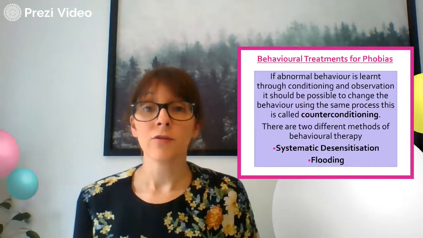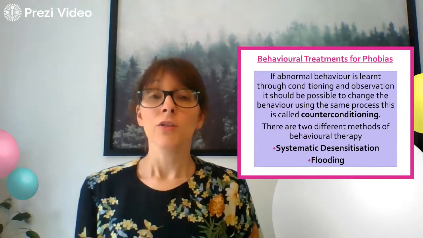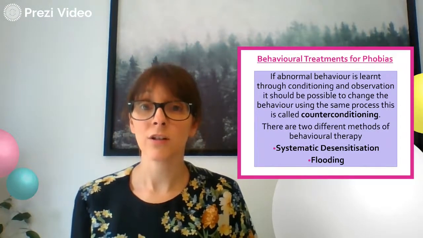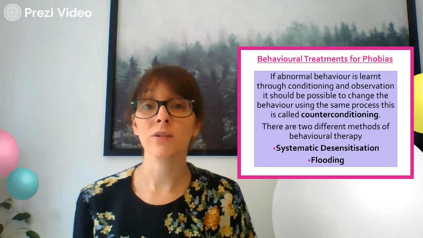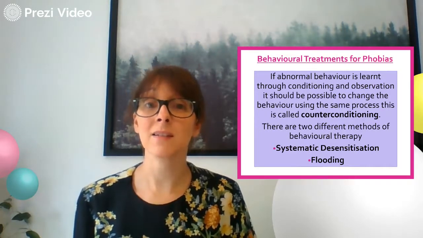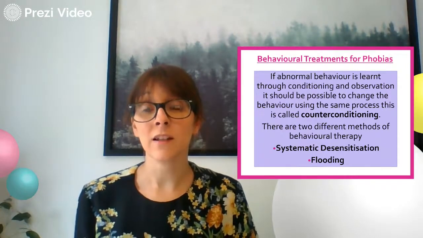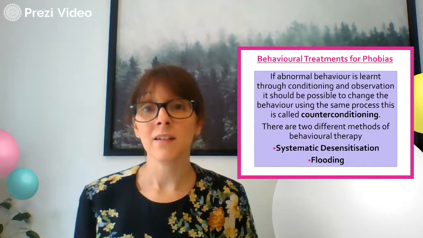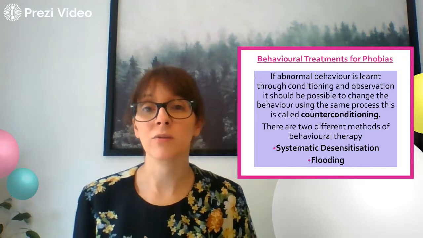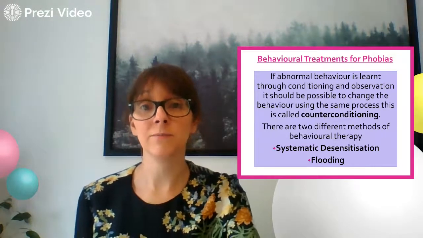So we've looked at behavioural explanations for phobias, and now we're going to look at behavioural treatments for phobias. So this is the idea that if an abnormal behaviour is learnt through association, then what we can do is we can counter-condition this. And there's 2 ways in which we do this. Systematic desensitisation is the first, and then a different way is flooding. But both of these involve replacing that fear response and getting rid of that fear response. So we're counter-conditioning it, we're reversing what has happened originally.